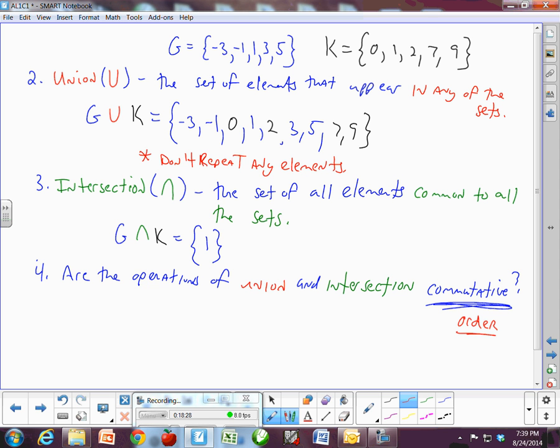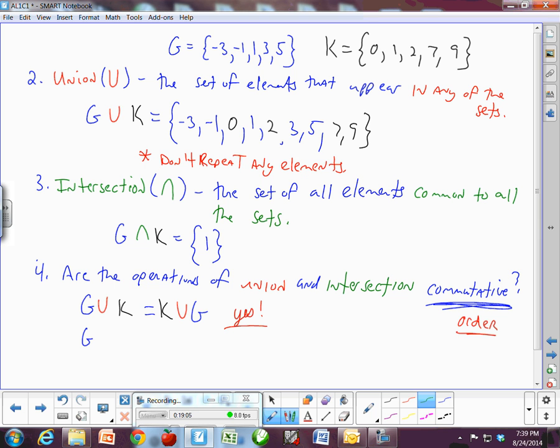Okay, so here's what we're asking. Is G union K, will it equal K union G? Can we switch the order, and is it true? So putting the two sets together, does it matter if set G is listed first and then set K, or K's first and then set G? Does it matter? No, it doesn't matter. Is union commutative? Yes.